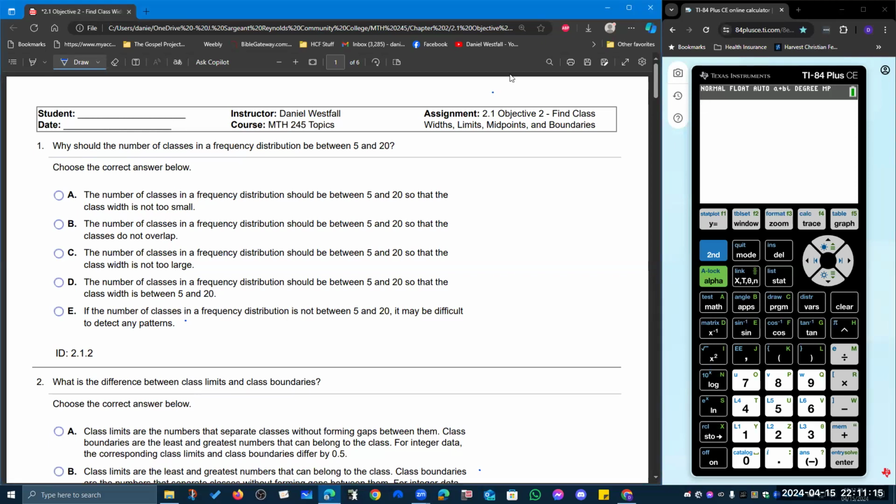In this video, we're going to talk about 2.1 Objective 2, where we find class widths, limits, midpoints, and boundaries. Let's go ahead and get started.